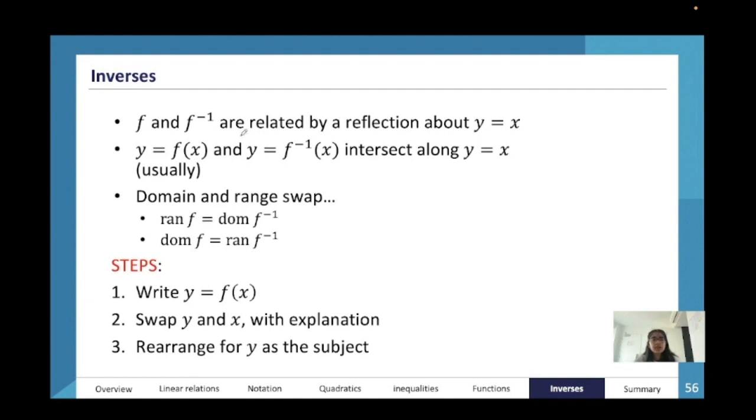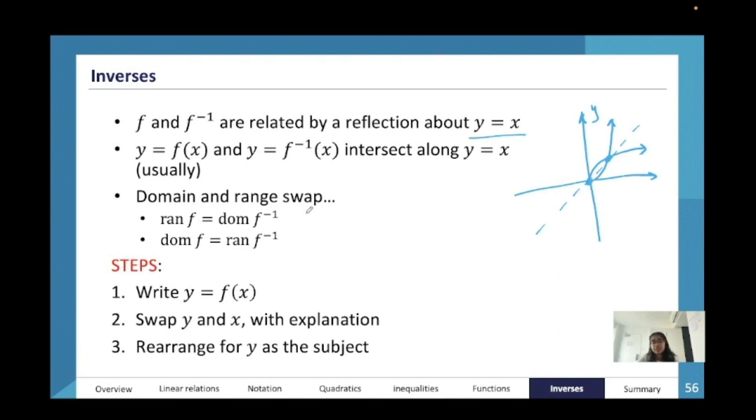Okay, so a few key properties of inverse functions. Firstly, f and f inverse are related by a reflection about y equals x. Let me illustrate that. Let's say this is our original function, and this is the line y equals x. The inverse function will look like this. So it's reflected, and they intersect only along that line.